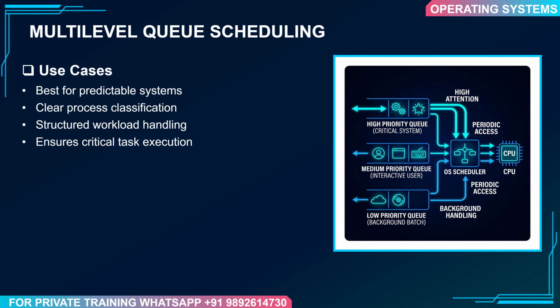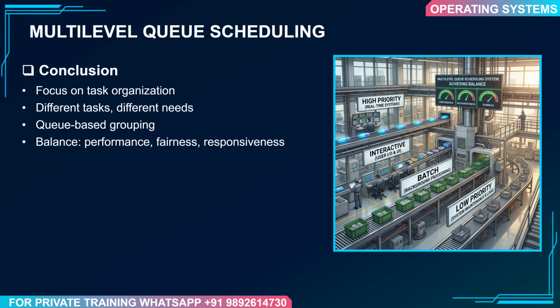So, if you step back and look at the bigger picture, multi-level queue scheduling is about organization. Instead of treating all processes the same, it acknowledges that different tasks have different requirements. By grouping them into queues and applying suitable scheduling strategies, the operating system achieves a balance between performance, responsiveness, and fairness. And this idea of classifying and prioritizing work is something you will see again and again in operating systems, especially as we move toward more advanced scheduling techniques in the next topics.